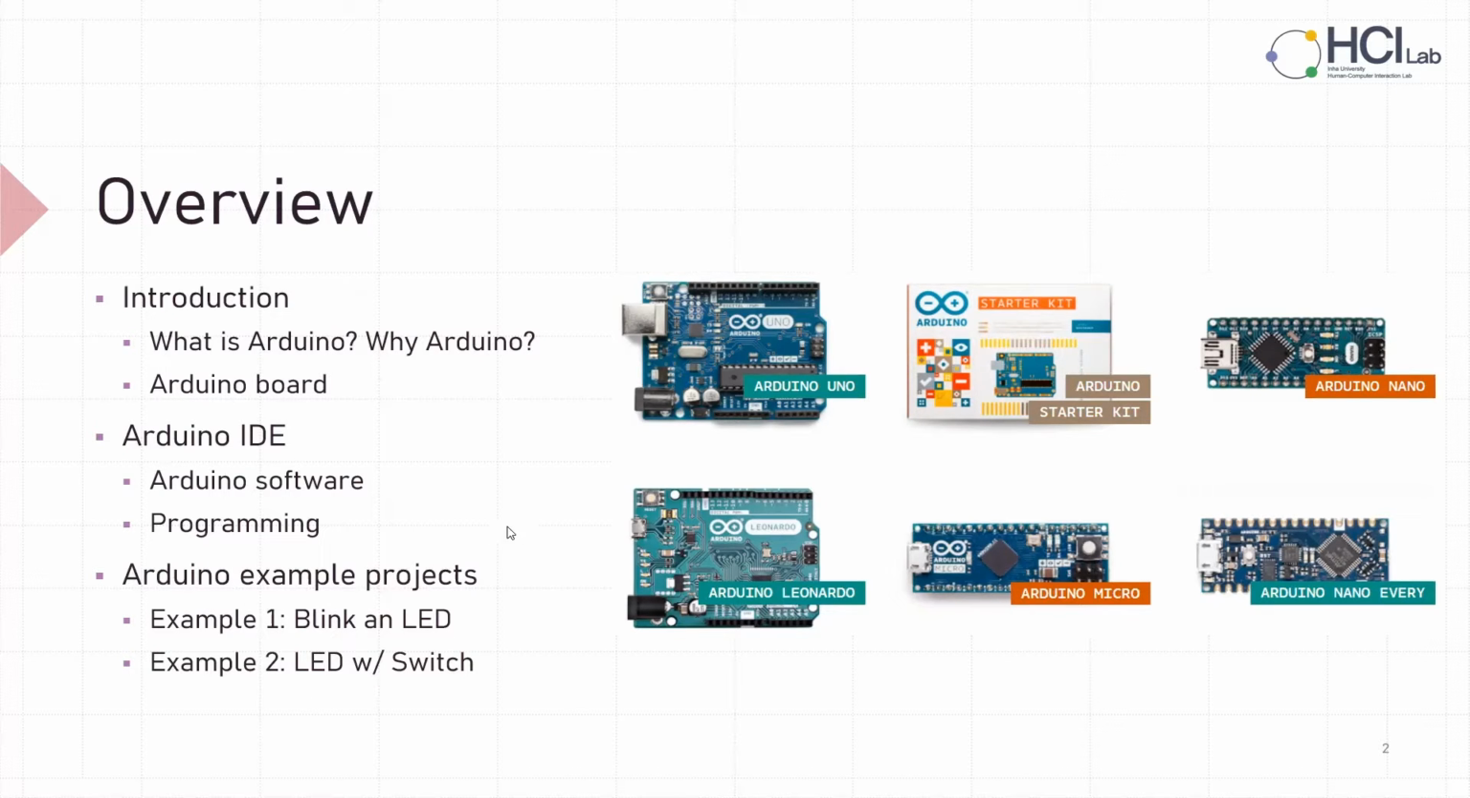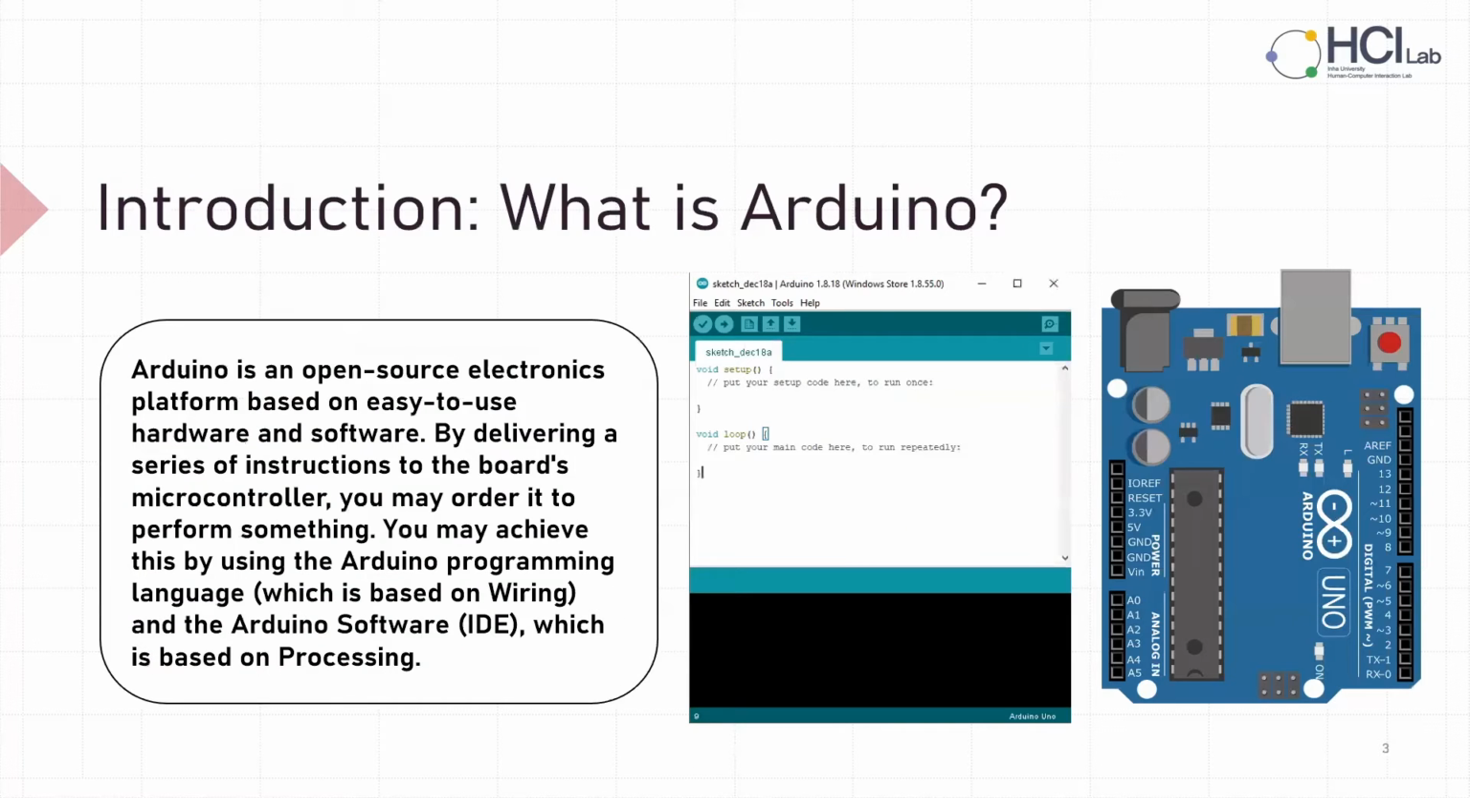So as you can see, there are a lot of types of Arduino boards, like Arduino Uno, Arduino Nano, Arduino Micro, etc. A lot of Arduino hardware. So today we're going to talk about what Arduino hardware is and how we can work with this microcontroller. So first thing is the introduction.